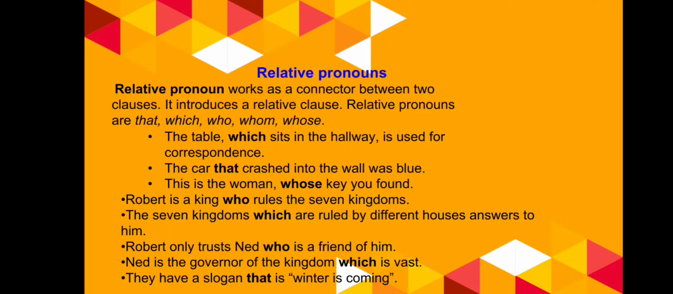Robert only trusts Ned, who is a friend of him. Here in this sentence, Ned is the name of the person and the word who is referring to the person Ned. Ned is the governor of the kingdom, which is vast. Here in the sentence, the word which is a relative pronoun. It refers to the kingdom.